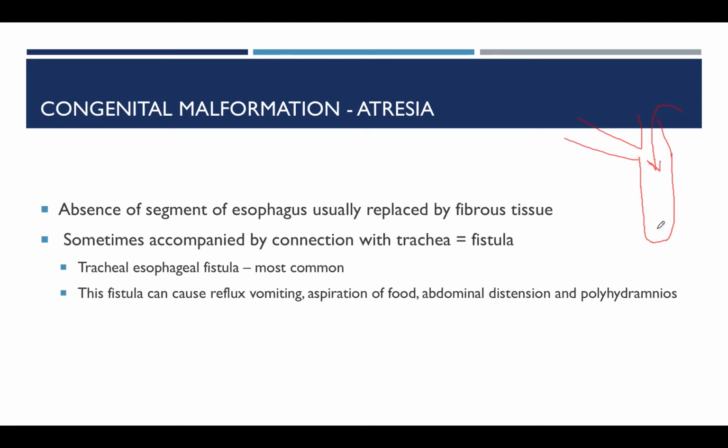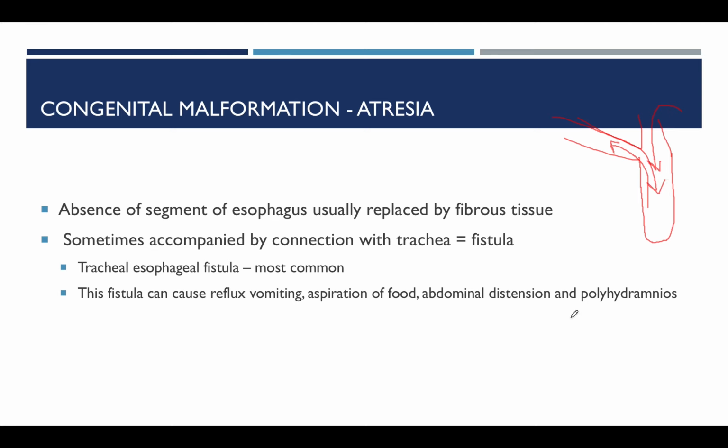Other than that, consumed food can also go into the trachea, which means it can go into the bronchial tree, which causes aspiration of food. Along with that, there's also abdominal distension, which is common in children, which is when air from the trachea goes into the esophagus.